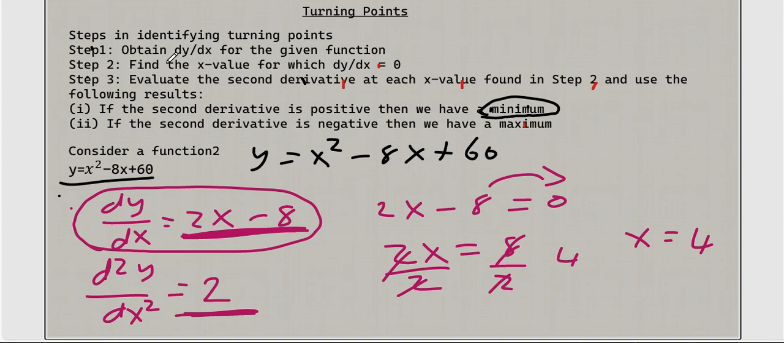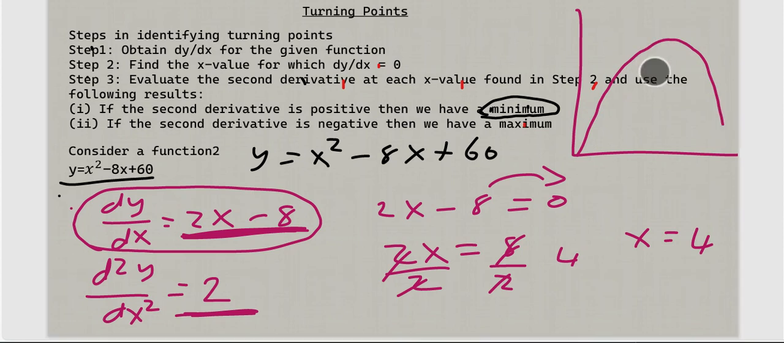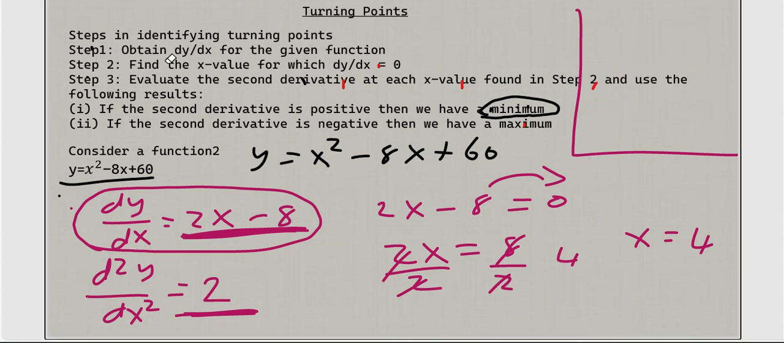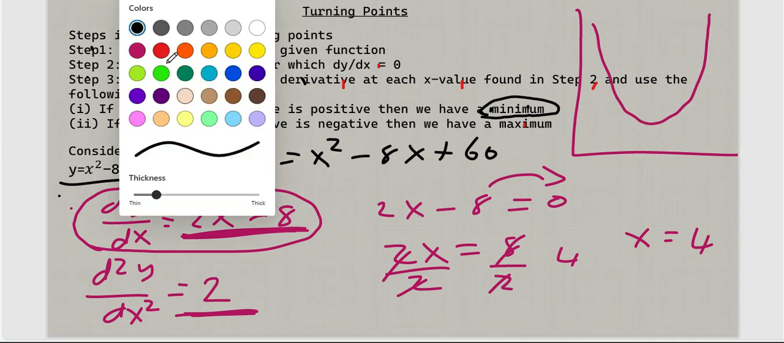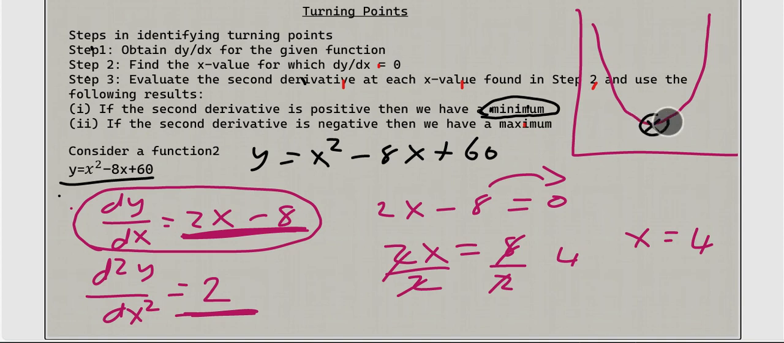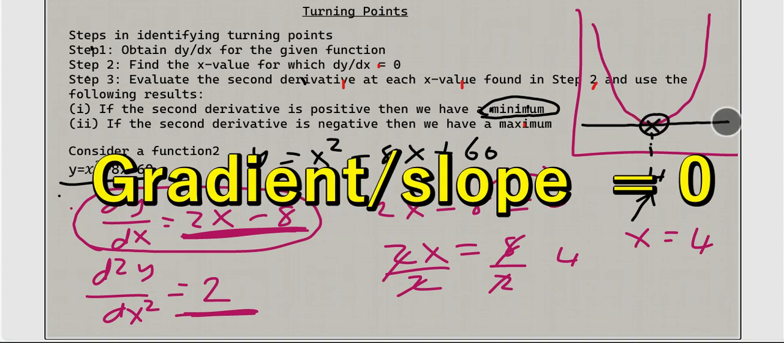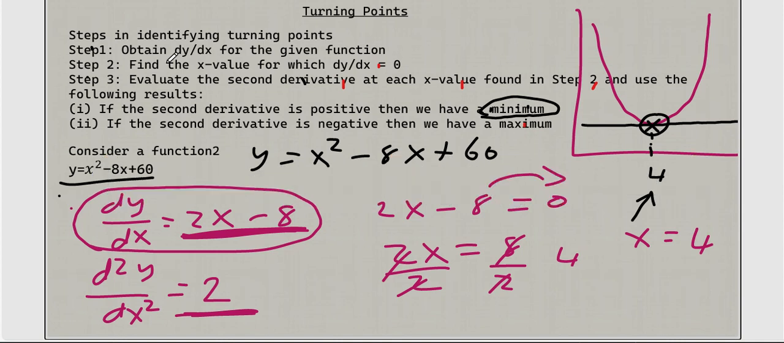So the interpretation of this is that if you have a curve like this, now it's actually supposed to be a minimum. Remember, it's a minimum. Now this point right here, if you come down to the x-axis, this is 4. Remember we said at this point the gradient is 0. It is flat. Okay, so that's how to interpret that.